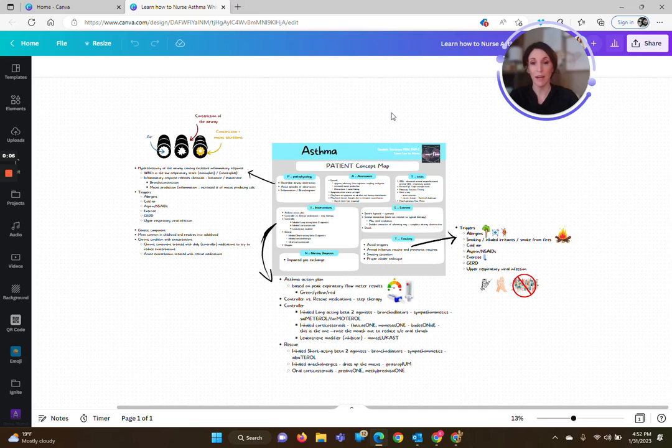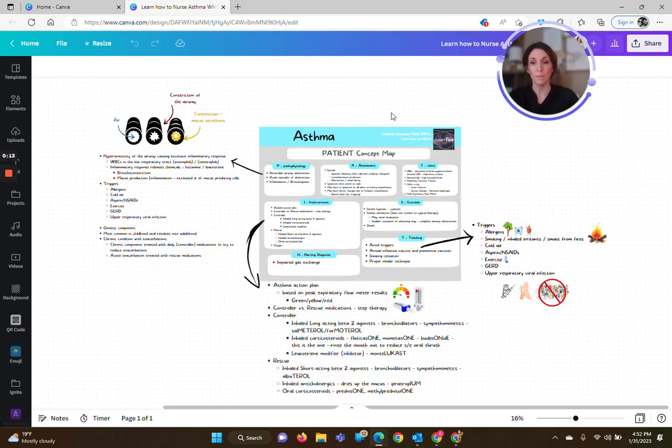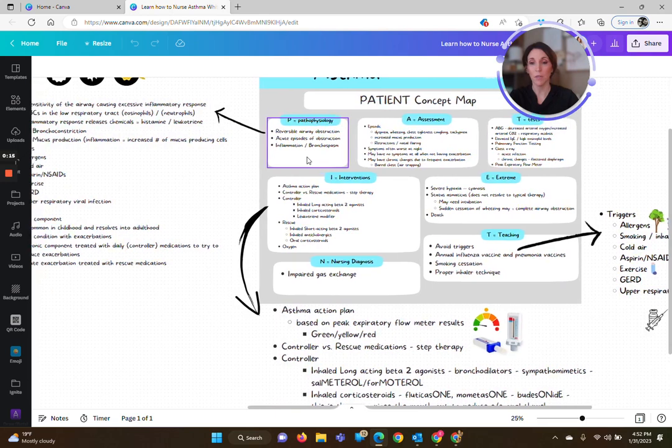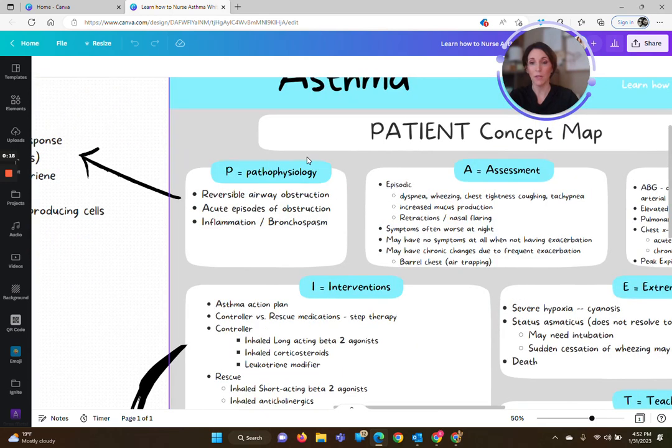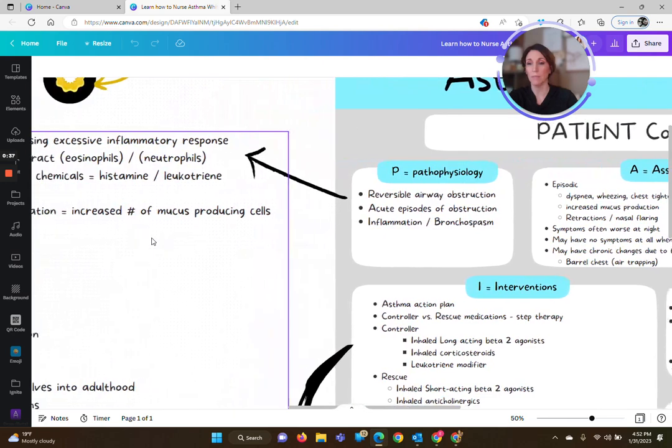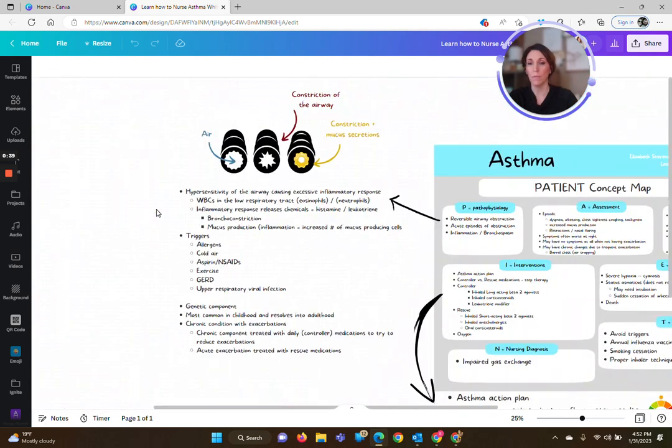It's Elizabeth, and I have a patient concept map here to show you today, and it's covering asthma. Let's take a quick look here at the patho. So asthma is considered to be a reversible airway obstruction, and it results in acute episodes of obstruction, and it is triggered by inflammation and causes bronchospasm. A little closer look here.